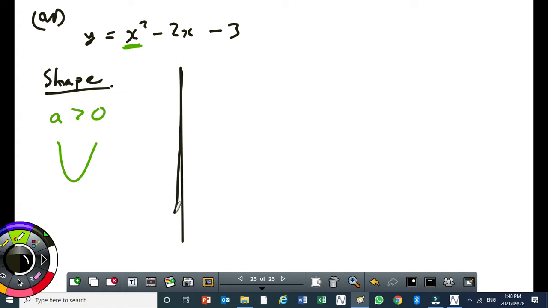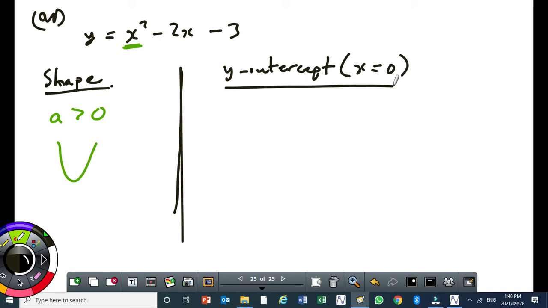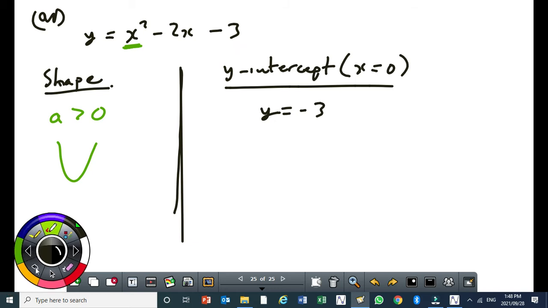Right, then the next thing, let's find the y-intercept. Remember, you find the y-intercept when x is 0. So if you put x equal to 0, you get y equal to minus 3. If the quadratic function is in standard form, like that, you don't need to do any calculation. There is no need of any calculation. You can get it by inspection. So this value here, that's the y-intercept.